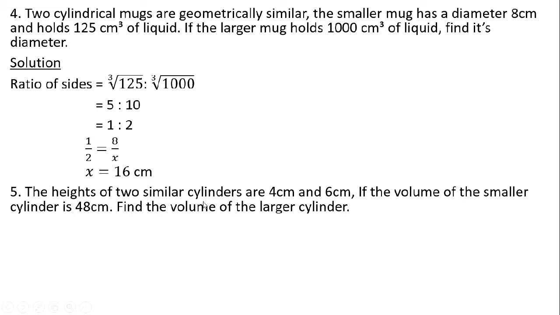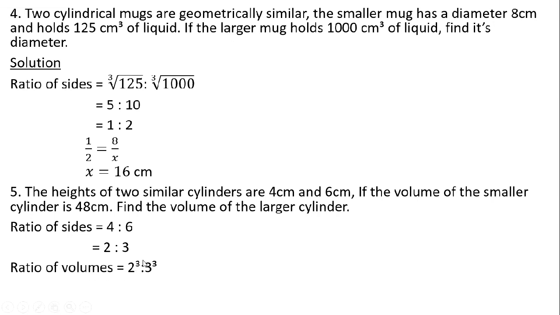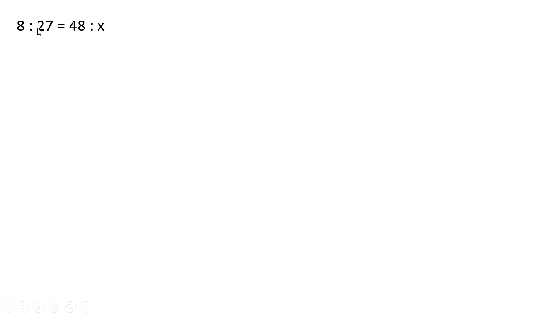The heights of two similar cylinders are 4 centimeters and 6 centimeters. If the volume of the smaller cylinder is 48 cubic centimeters, find the volume of the larger cylinder. So, the ratio of sides is equal to 4 to 6. Take that to its lowest terms. It's the same as 2 to 3. From there, we are going to say the ratio of volumes is 2 cubed to 3 cubed, which gives us 8 to 27. 8 to 27 is equal to 48 to x. 8 over 27 is equal to 48 over x.